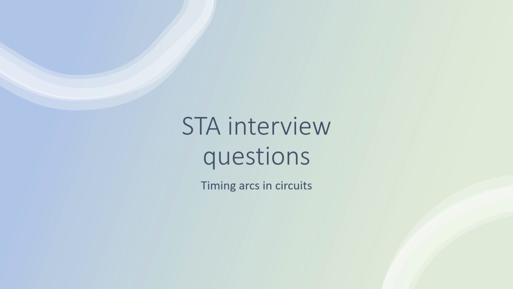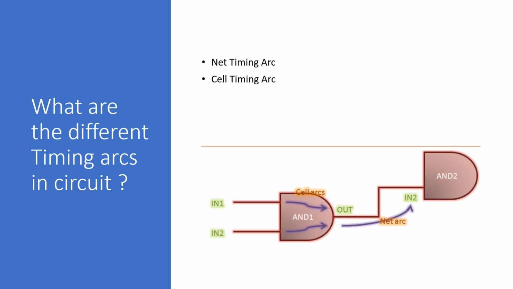So this is chapter 2 of the series and we will be discussing timing arcs in circuits. Let us begin. So what are the different timing arcs in a circuit? You have the cell arcs and you have the net arcs. The cell arcs are basically the arcs inside the cells in your design, and the net arcs are usually the arcs that are connecting the two cells in your design. Let us discuss this in detail in our next slides.